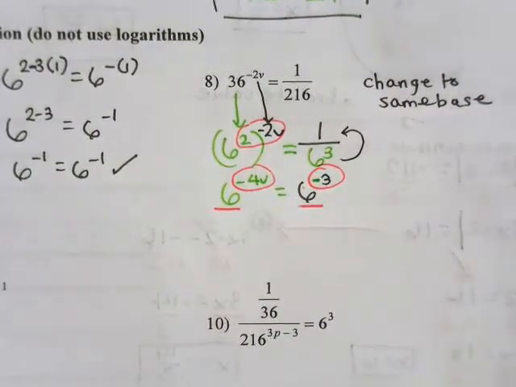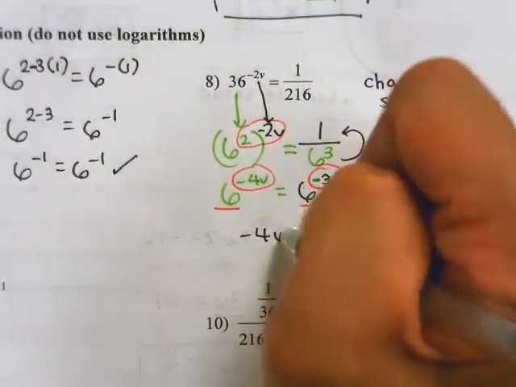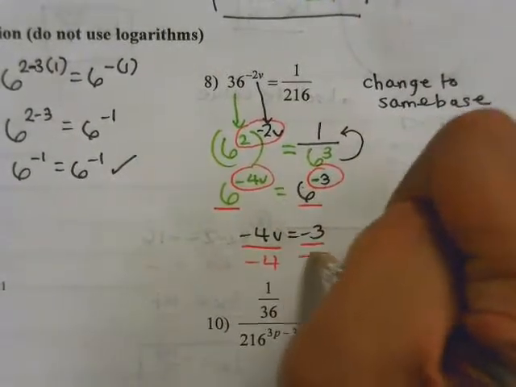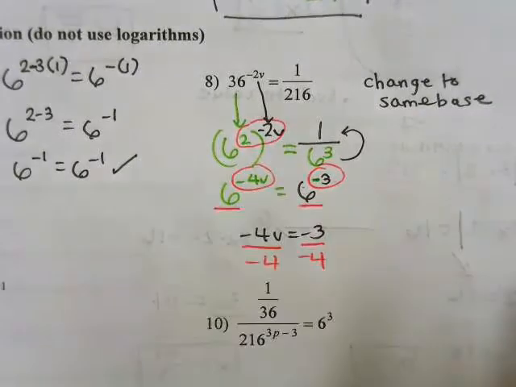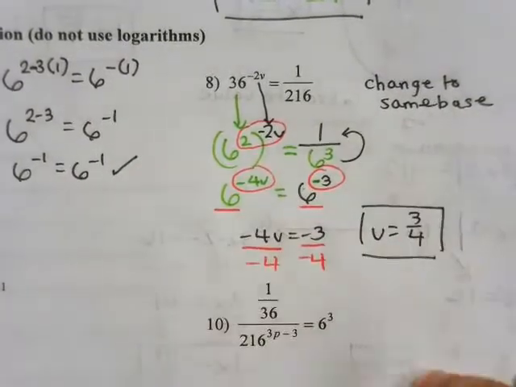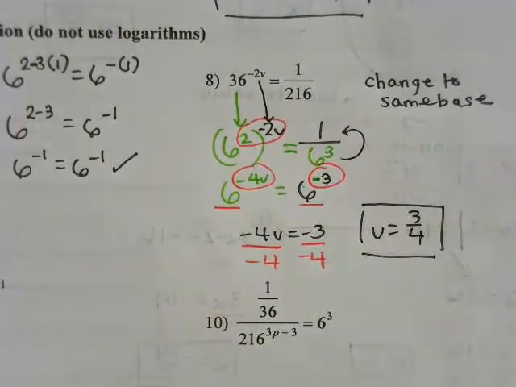Negative 4v is equal to negative 3, and then divide both sides by negative 4. We can leave it as a fraction. v is equal to 3/4, 0.75. Either one is fine. Leave it like this, it's fine. Okay, so that's how you're going to do 7 and 8.